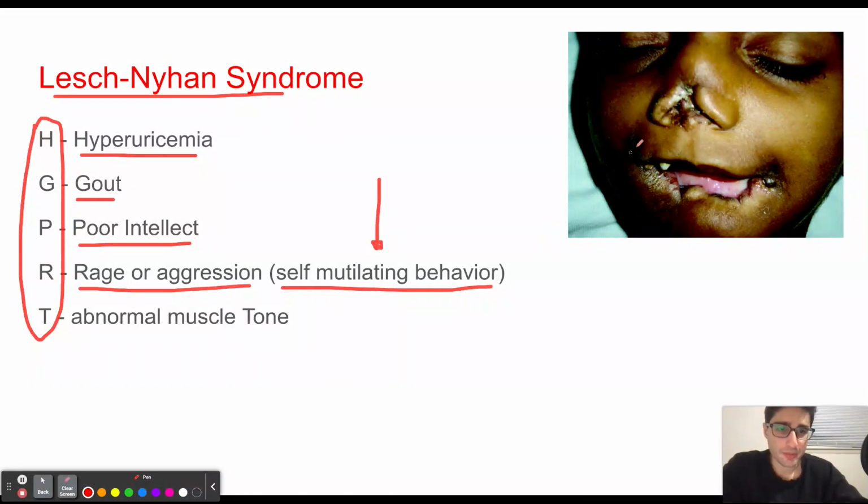Here I have a picture of a patient with Lesch-Nyhan syndrome, and as you can see, there's some self-mutilating behavior exhibited by the patient, where the patient has damaged his own body by biting his lips. And T, finally, is for abnormal muscle tone.